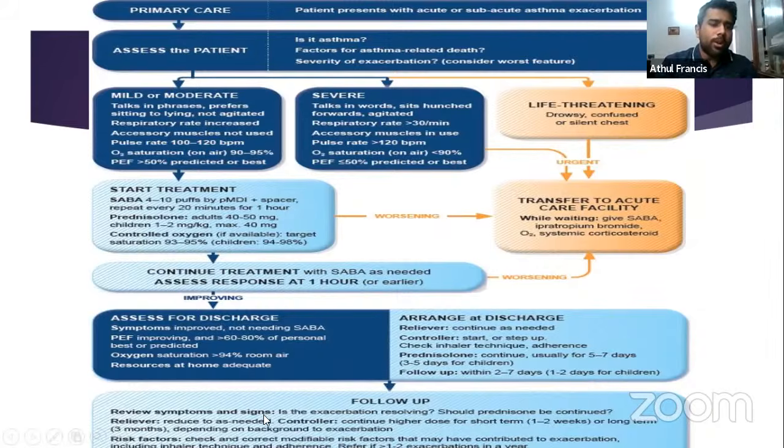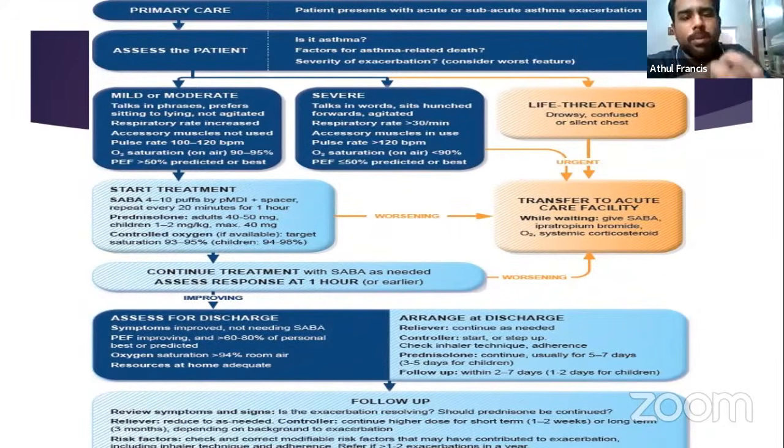Now on follow up, you have to review symptoms and signs. The reliever which you had increased, you can reduce to as needed. Controller, continue a higher dose for the short term, at least 1 to 2 weeks, depending on the background, and check for the causes of exacerbation, the risk factors, and treat any contributory factors. So basically, if a patient comes with exacerbation, severe breathlessness, just classify him into mild, moderate, or severe.